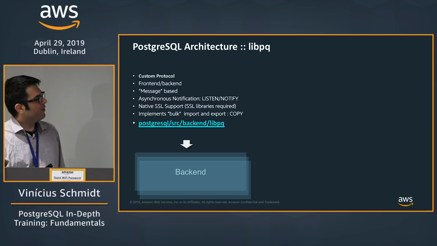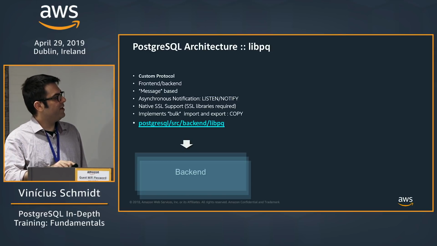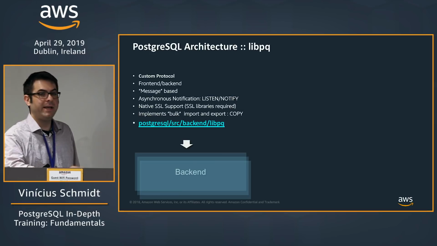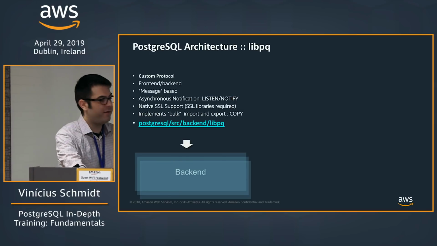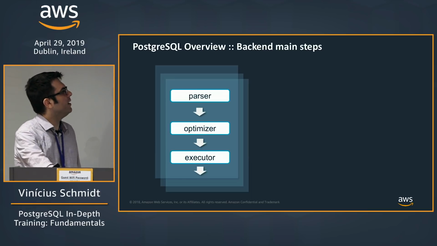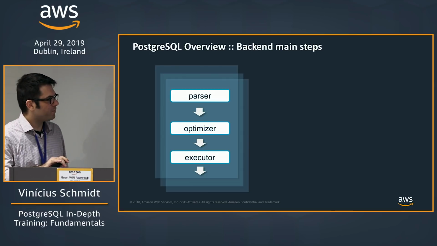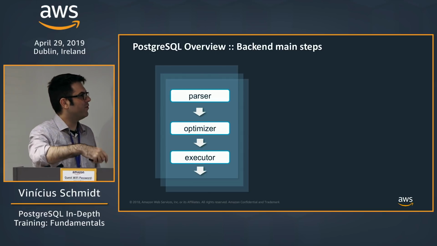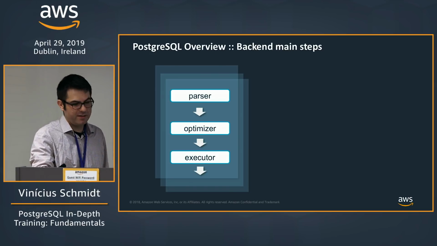So then, following the arrow here, we see that libpq connects with the backend, okay? And what the backends, the multiple processes that we have for each connection, will do now, simplifying that flow, is the parser, the optimizer, and the executor phases, okay?